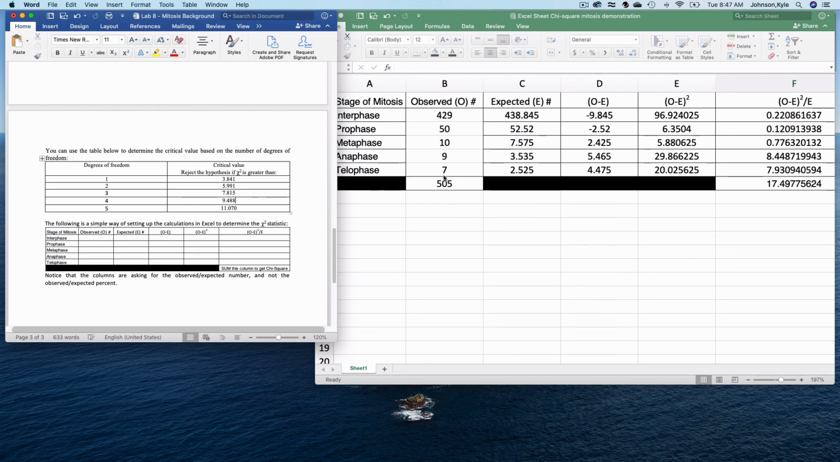All right, so that's how you do the chi-squared value and how you interpret it.